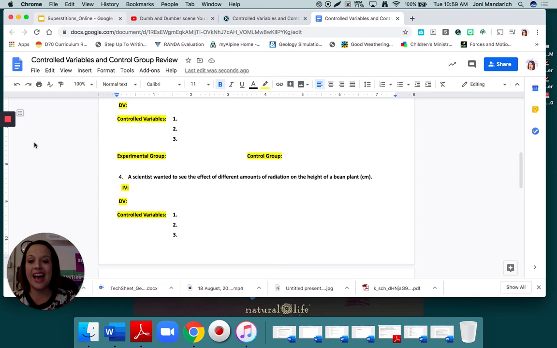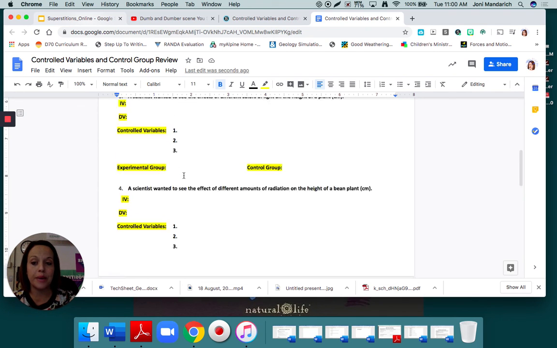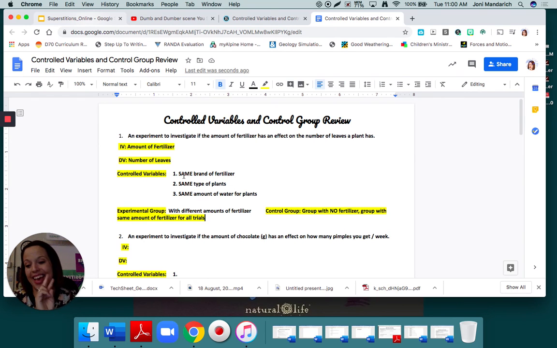So I hope you found this helpful. Maybe you have a superstition you've always wanted to try out. If it is safe and your parents say yes, you could do an actual experiment.